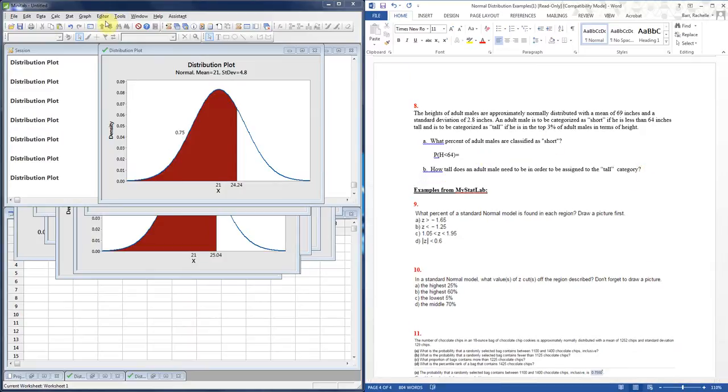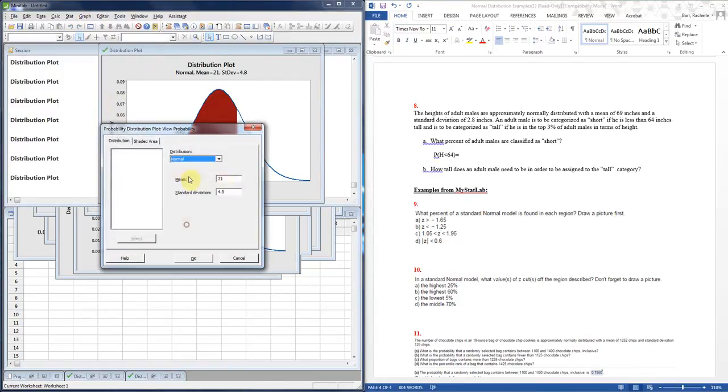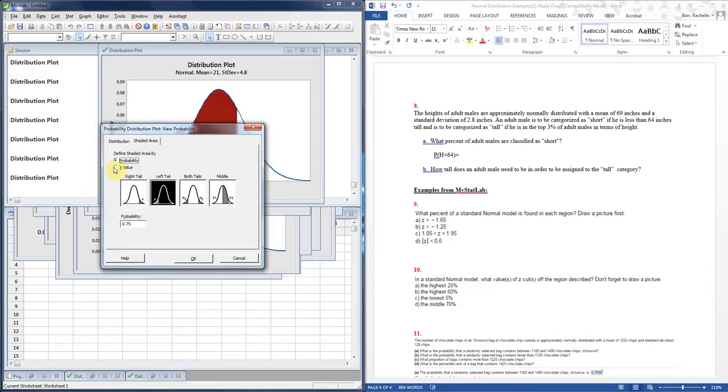So I need to change my normal. Let's go to Graph, Probability Distribution Plot, Probability View. I've got to change my mean to match this, so that's 69 inches, and my standard deviation to match the standard deviation, which is 2.8 inches. And so I've got to figure out less than 64. So I'm not using probabilities, I'm using x values. So I'm going to do less than 64 inches tall.